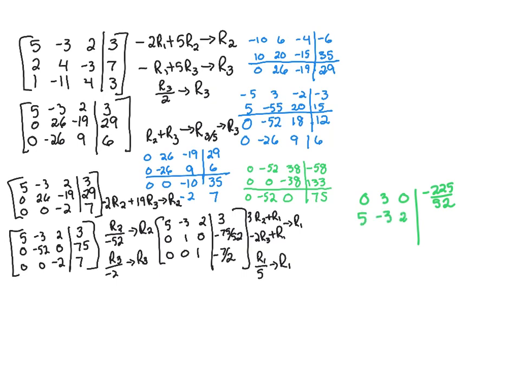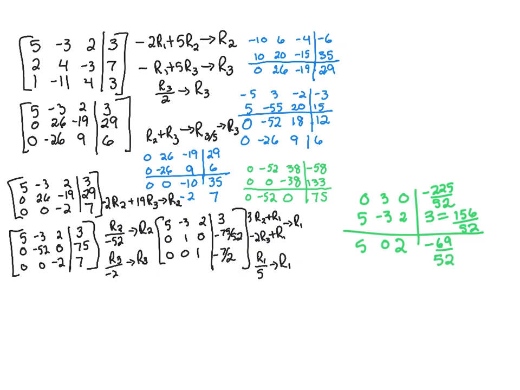This should be in order. Sorry. 3 times 52 is 156. Just getting a common denominator there. That's going to leave me with 502. And 156 minus 225. I'm just combining these numbers right here to get -69 over 52.